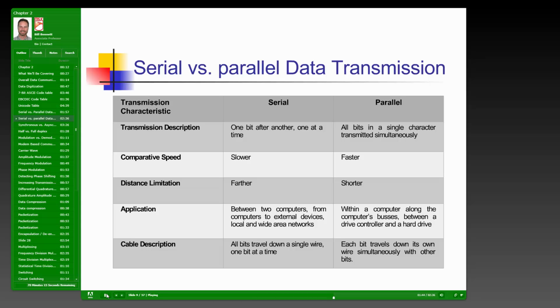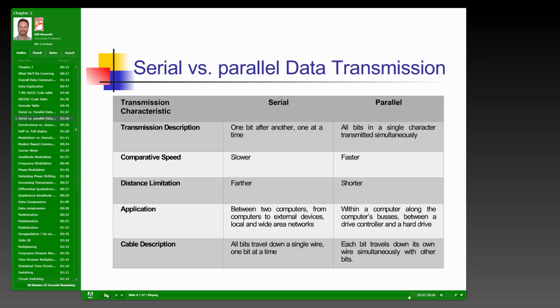And then the application for serial is generally between 2 computers, 2 external devices like routers, between a local area network and a wide area network. And then parallel is usually within the computer, as I had said earlier, used within your bus, and also on the hard drive controller, between the hard drive and the hard drive controller. And then also there was a time when we had printers that were also attached and utilized the parallel transmission method to communicate or receive communications from the computer.